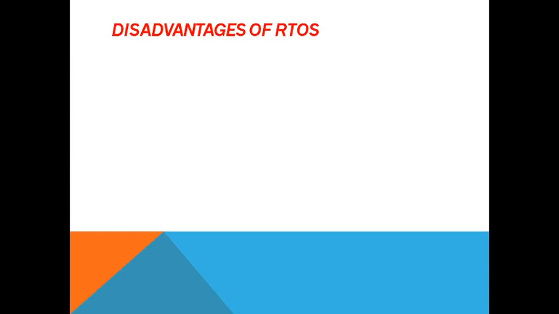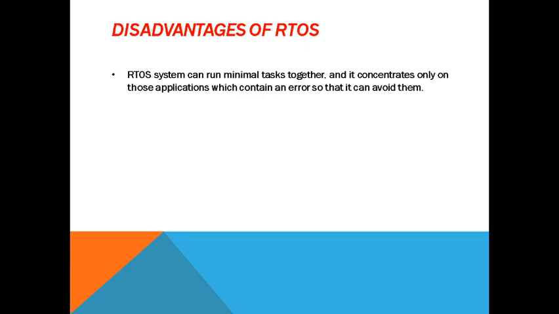Now as we have seen the applications, we have to see some disadvantages also. So what are the disadvantages? An RTOS can run only a minimal number of tasks together, and it concentrates only on those applications which contain an error, so that it can avoid them. Because it is developed for a specific application, it can't be used for a generalized purpose.